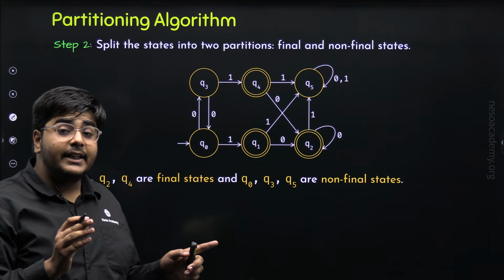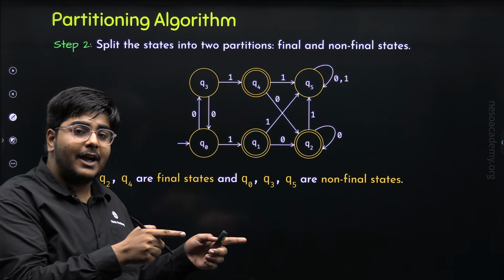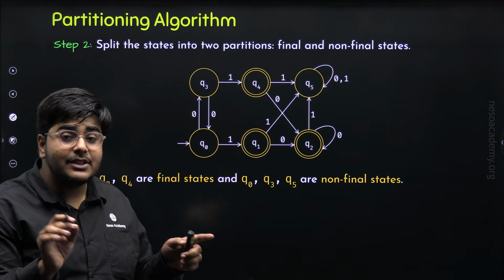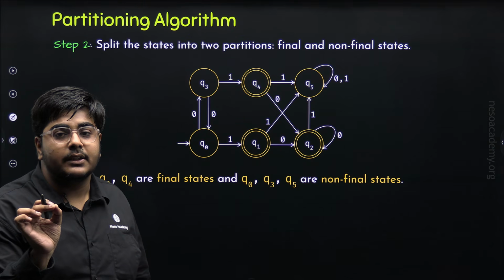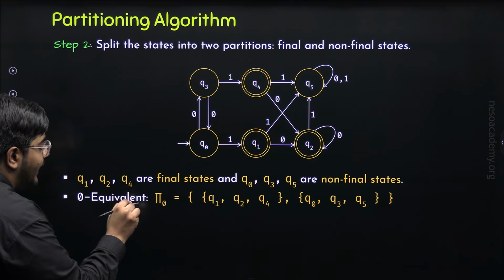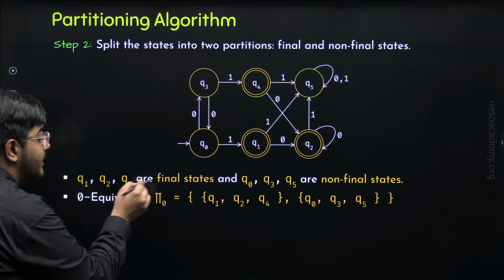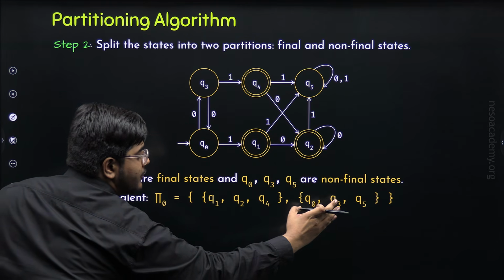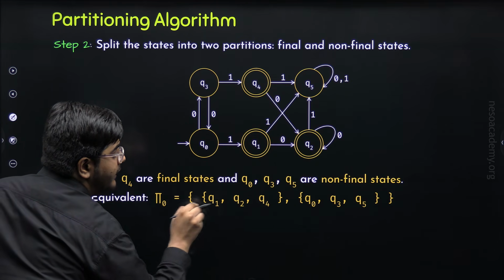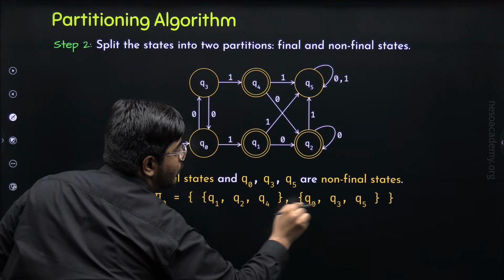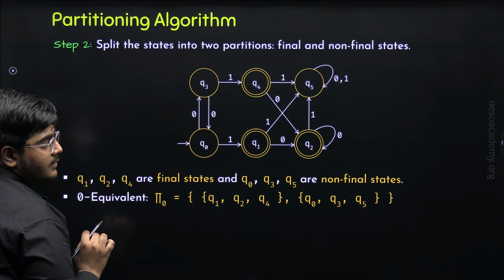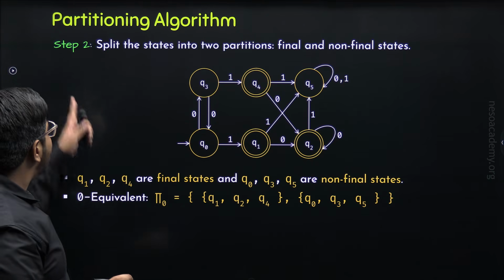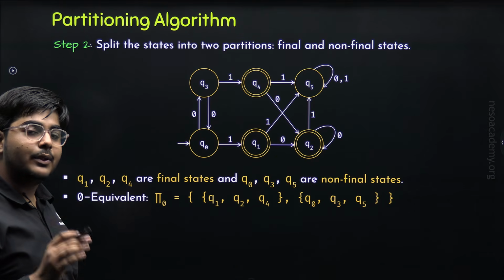So the set containing these two partitions, the first partition of final states and the second partition of non-final states, that set is called zero equivalent. So our zero equivalent, which is represented using the symbol pi naught, will be equal to the two sets or the two partitions. The first partition is only containing the final states and the second partition is only containing the non-final states. In this way, we have calculated our zero equivalent and we are done with step number 2. Now let's proceed to step number 3.